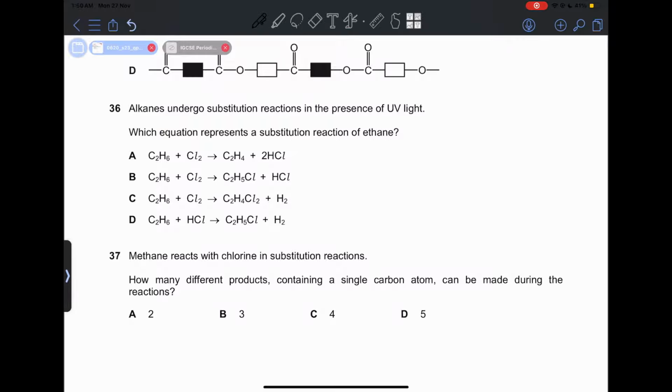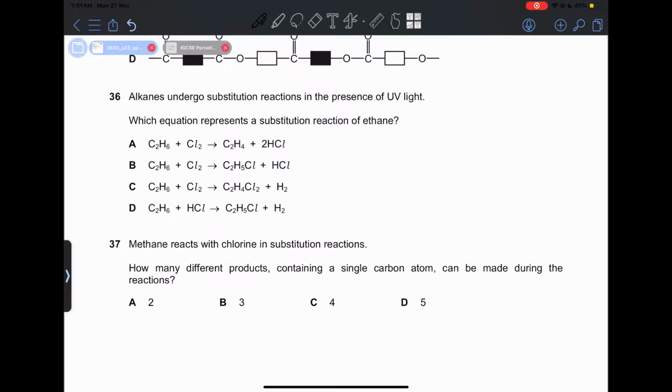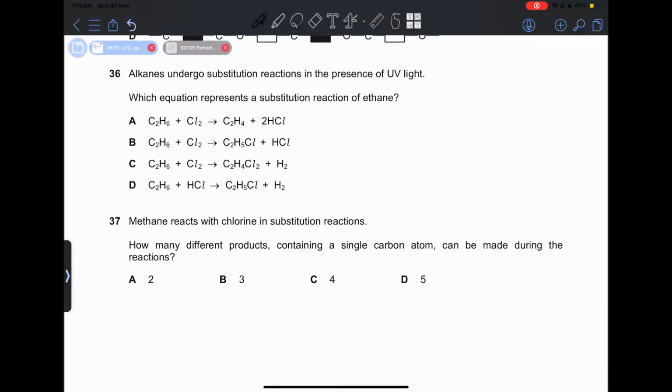36. Alkanes undergo substitution reactions in the presence of UV light. Which equation represents a substitution reaction of ethane? In A, as we can see, there is no chlorine bonded on the other side of the equation in the products, so this is not our answer. B shows us that there was chlorine that bonded with the ethane, there were 6 hydrogen atoms and it became 5, and the last one was replaced with a chlorine, and that hydrogen also bonded with the remaining chlorine molecule in the second part of the equation. So actually our answer is going to be B because this shows us that there is a substitution reaction.